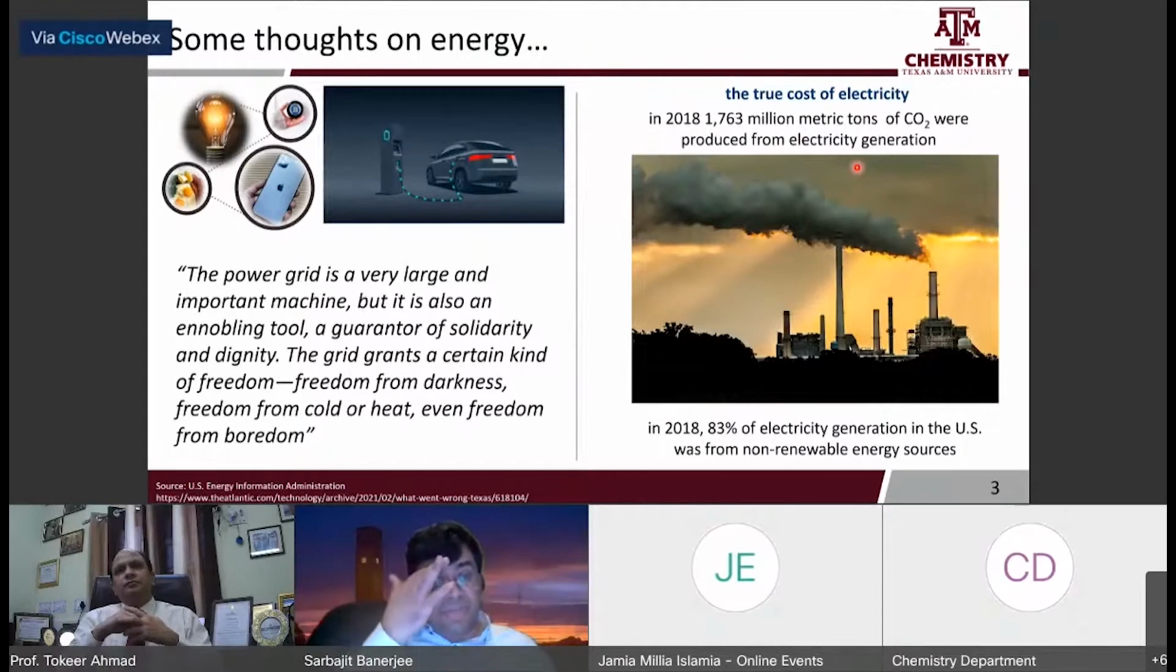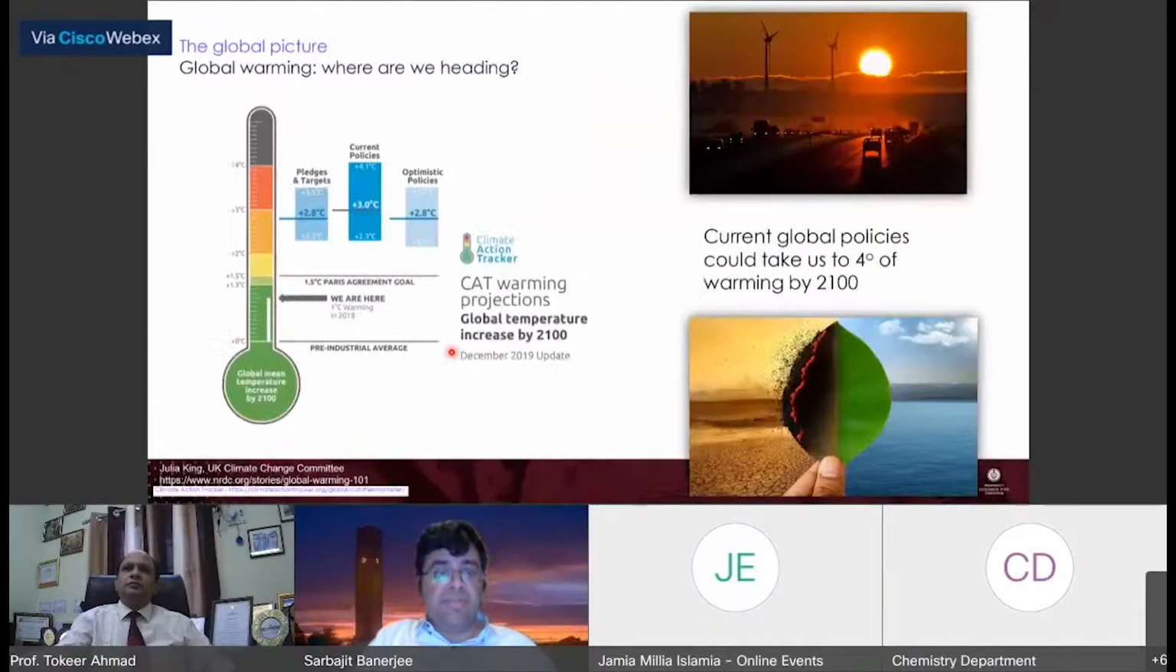But energy is not free. It comes at a cost. In 2018, 1,763 million metric tons of CO2 were produced from electricity generation. And in 2018, 83% of all electricity generation in the US was from non-renewable sources. This situation is fast changing, but it is an interesting balance to think about as scientists. On the one hand, energy is a tool of freedom. On the other hand, our demand for energy is messing up the climate. So we need some solutions here.